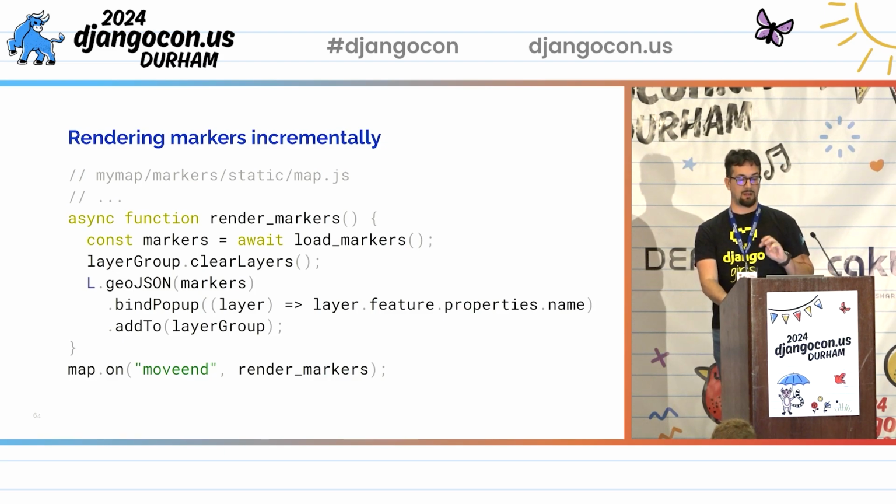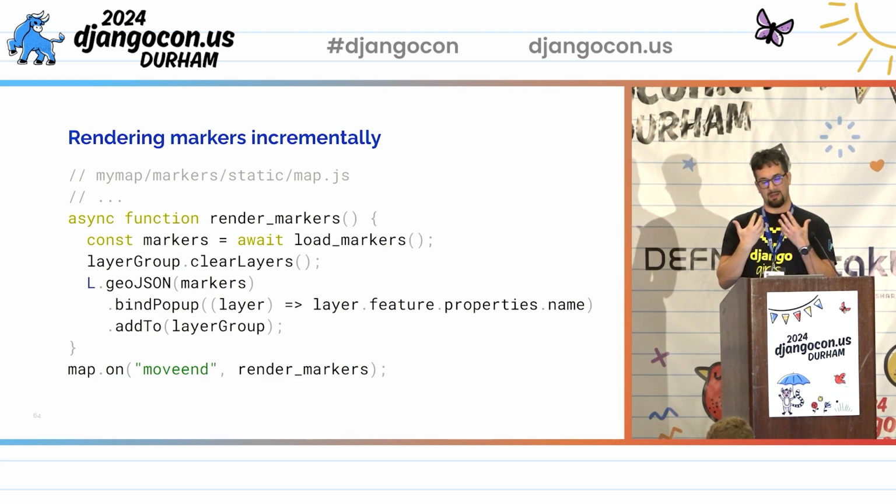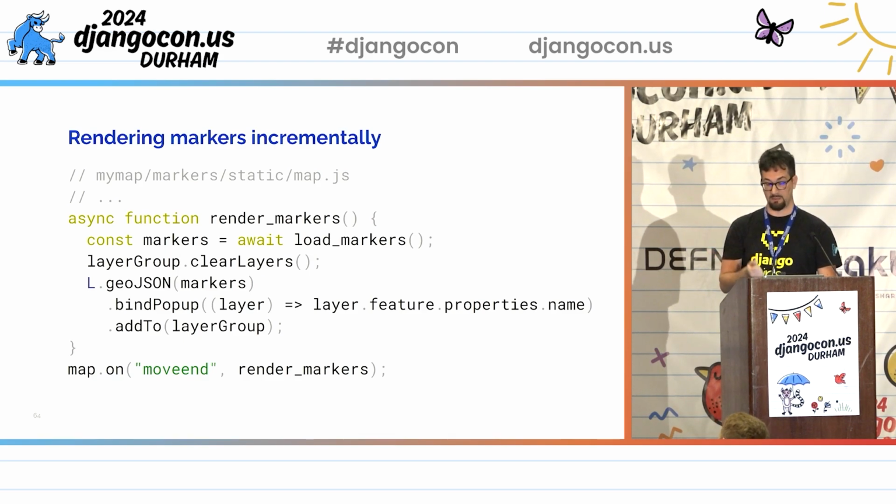To render the markers, we load them asynchronously. We clear all the markers in the layer group when we're moving the map. Then we extract the properties we want to show in the pop-ups, in this case, the name. But we invoke this flow only when the user stops moving the map. This way we retrieve a minimum number of markers, but only when we need to render them. And so the response is light and fast.